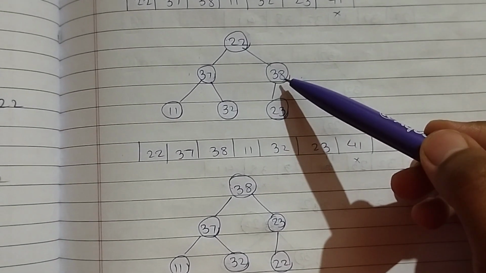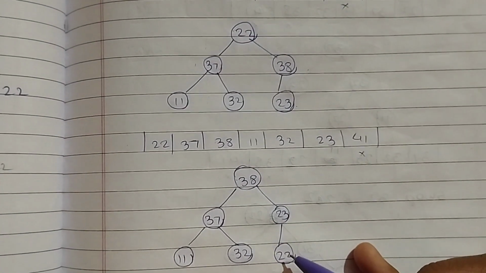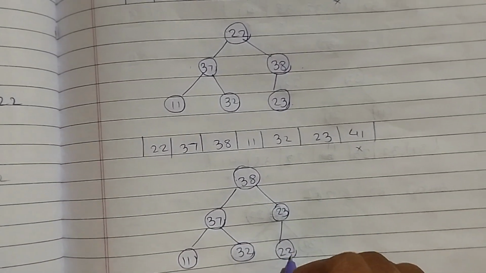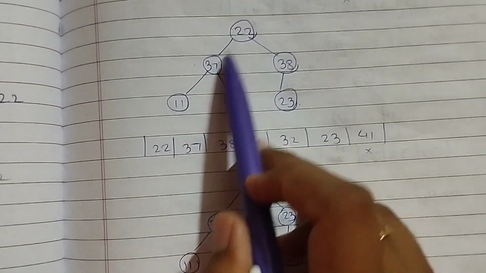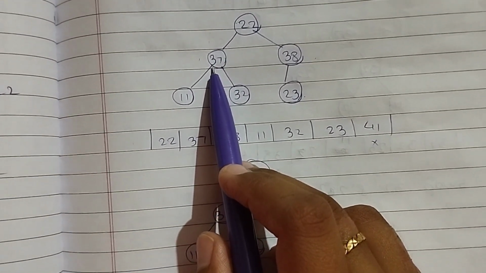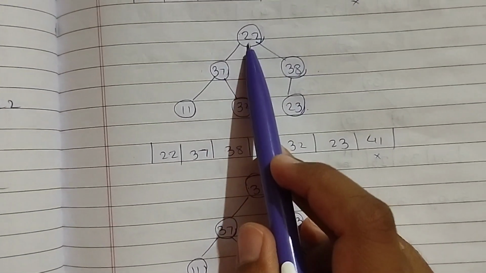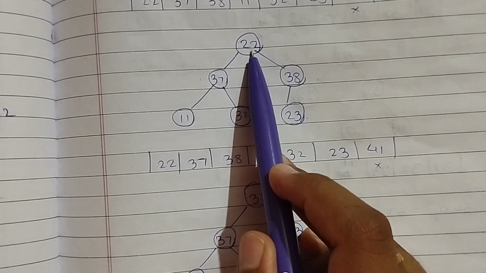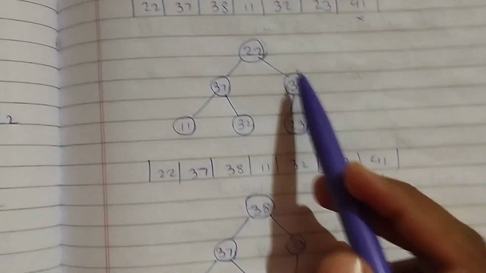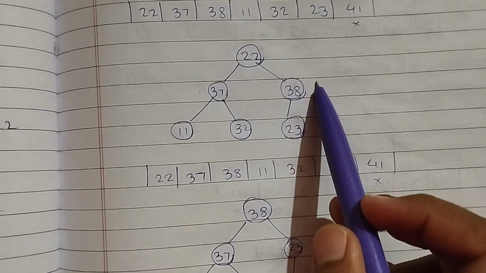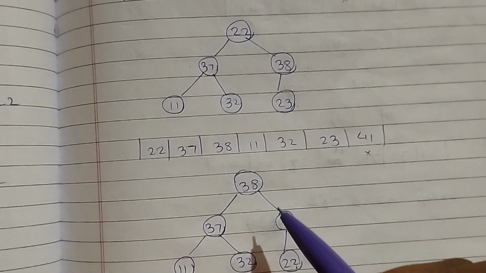then 38 with 23. So 22 goes at the last of the nodes and the heap is now created. We do not put 22 here because of our condition, we know the parent node is always greater. So if we swap 22 with 37, then 37 is here and 37 is now the parent and the child node 38 is present. So this does not create a heap. So only one swap is required, with 38 and 22. So this is now our next heap.